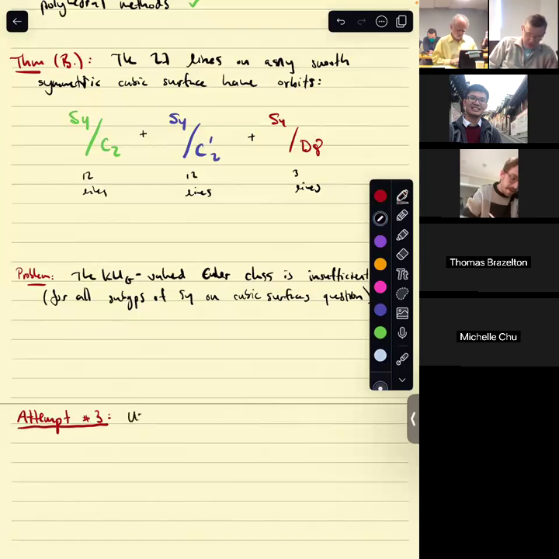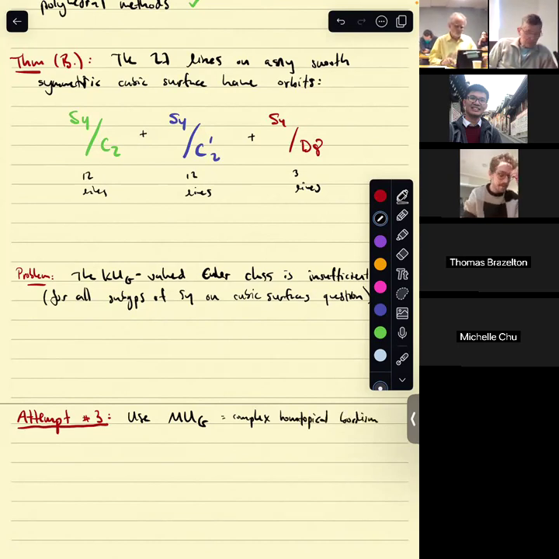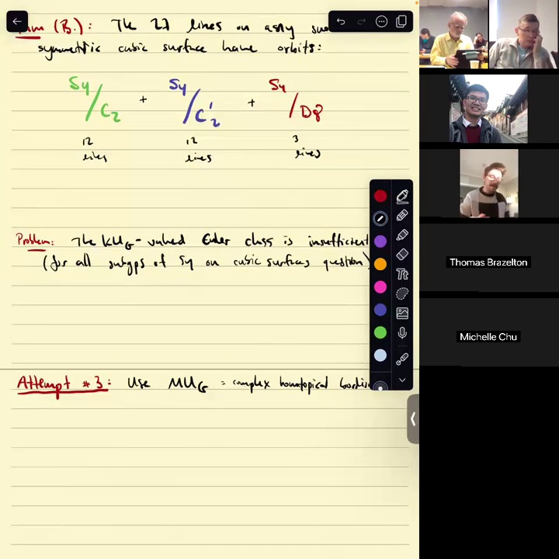So in the remaining time, let me say a really cool argument, which is attempt number 3. And this is to use something very mysterious, which is MU_G, complex homotopical bordism. This is very different from geometric bordism in the equivariant setting. It was developed by tom Dieck and Christian Okonek and a lot of people. It's a very, very mysterious theory. There are a lot of open conjectures about this, and a lot of recently resolved conjectures as well, but it's something that we don't understand well at all.